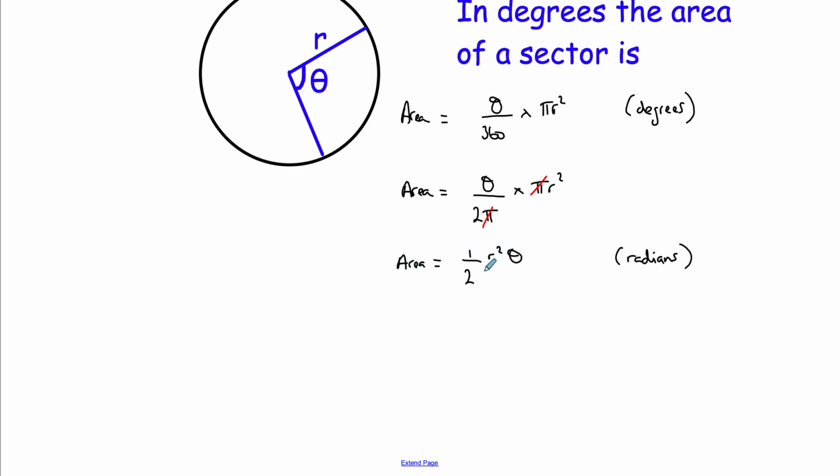Really simple, really straightforward. Again, we wouldn't want to turn it back into degrees and use the old formula. We want to stick with a half r squared theta for area and r theta for arc length. They're not in your formula booklet. You'll need to learn them. That needs to go on a flashcard and be imprinted in your brains.